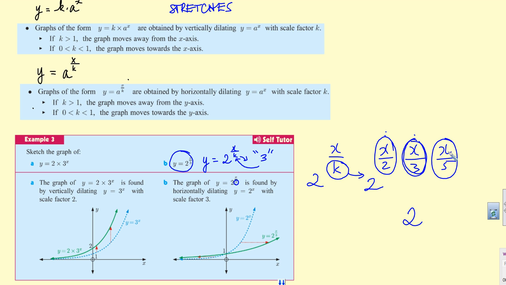But when I'm looking at 2 raised to the power of the smallest of these numbers, which is x over 5, it means that the values of y are going to be smaller, and therefore the graph is going to be moving away from the y-axis.